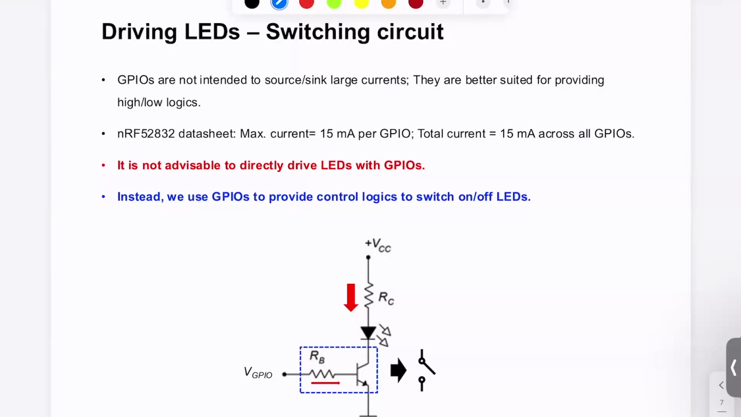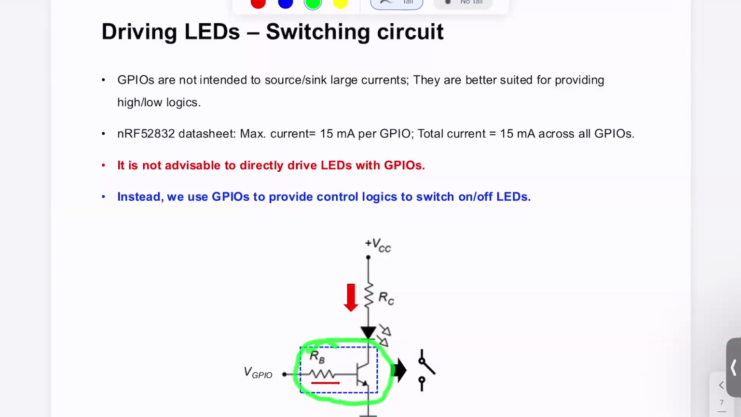So according to our data sheet, the max current per GPIO is 50 milliamps, and the total current is also 50 milliamps across all GPIOs. So there's not a lot of current that the GPIOs can provide, so it's not advisable to directly drive the LEDs using GPIOs. Instead, we are going to use GPIOs just to provide control logic, and we are going to use a switching circuit.